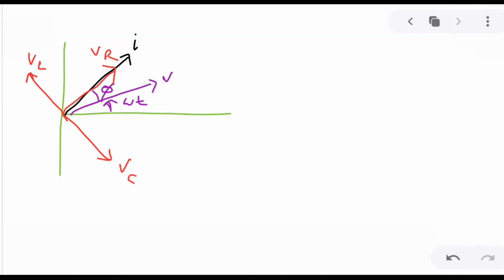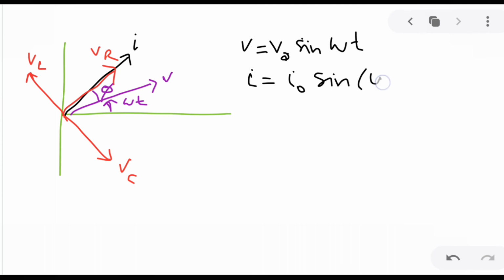Now a few things regarding phase. Initially we took the voltage V equal to V naught sin omega t, and I equal to I naught sin of omega t plus phi. Then we had drawn the phasor diagram. So this is current. Now the voltage drop across resistance is in the same phase as the current, so both this red arrow and black arrow are in the same direction.